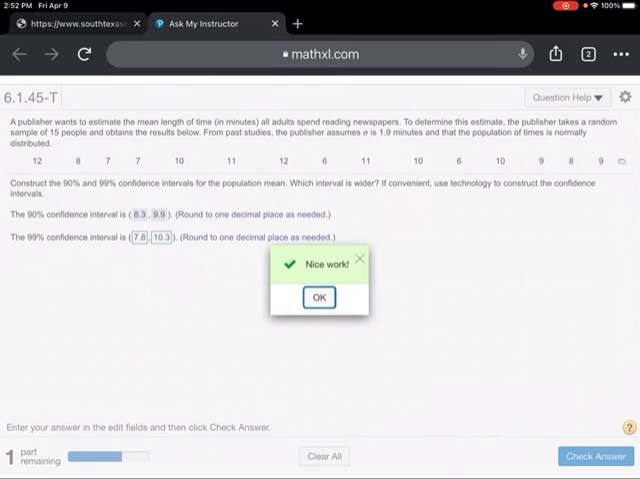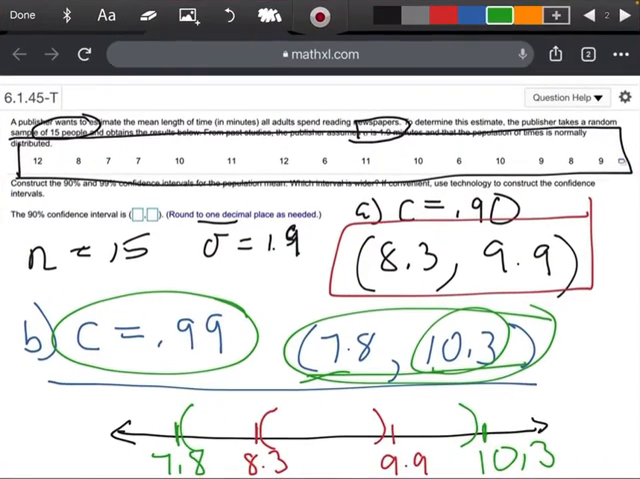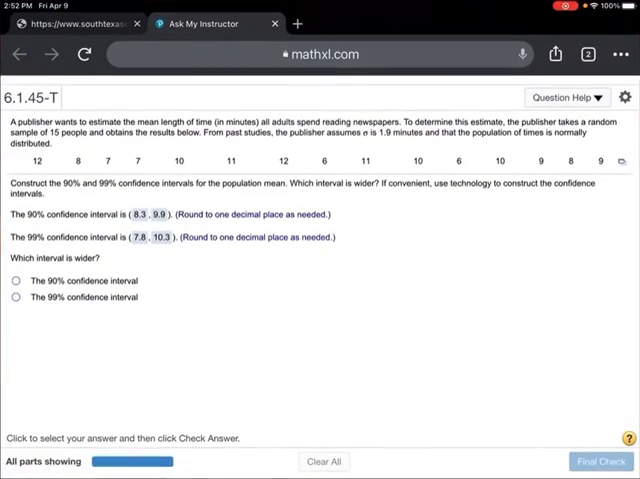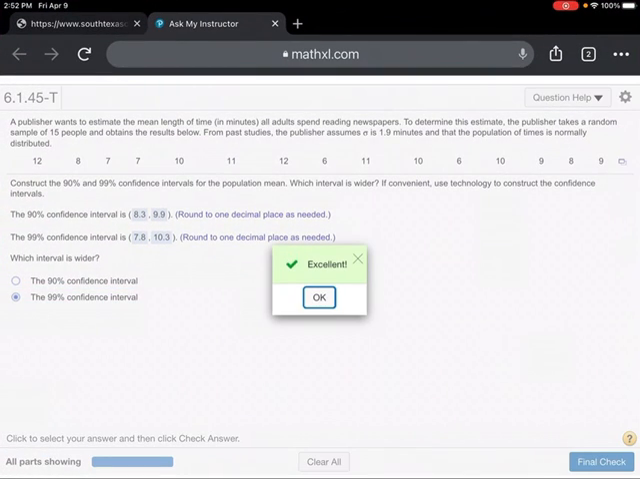Perfecto. And then it says, which one is wider? So guys, you can see from the picture that I drew that the 99% one is wider. You can see it just because it's there. But the other idea is the larger my confidence level, the wider the interval is. So when I come back here, I'm going to say the 99% confidence. I'm going to go final check. And we got it right. So I hope this helps. If you got any questions, just let me know.